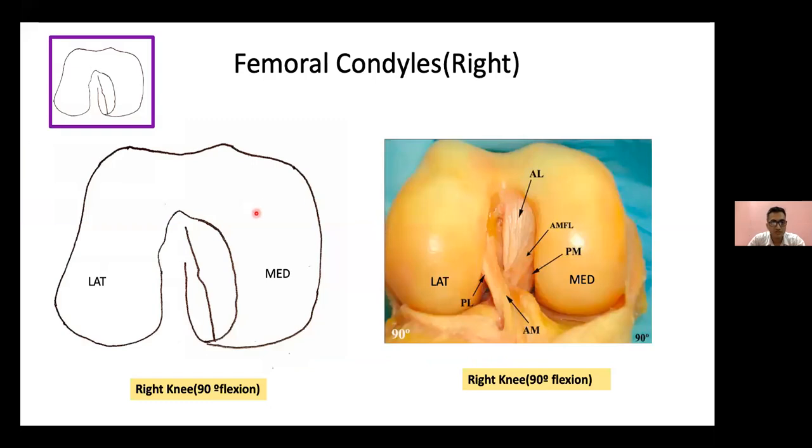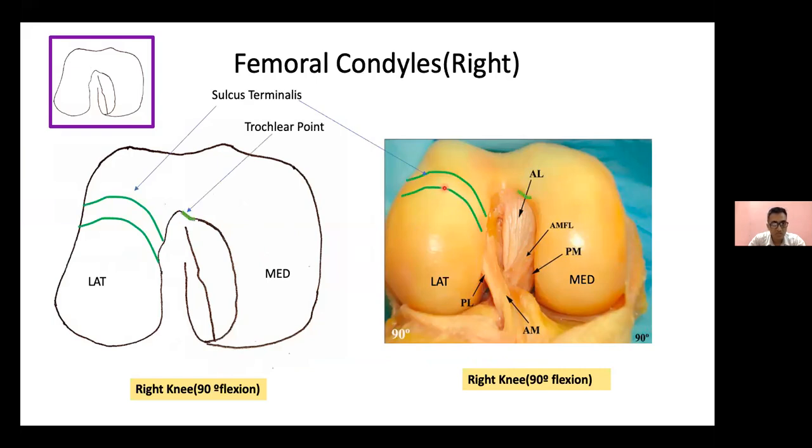This is the femoral condyle. This is the right knee in 90 degrees of flexion. That is how it appears during surgery. This is a sketchy picture, but this is the cadaver right knee. The lateral condyle contains the sulcus terminalis. This is the sulcus terminalis, the depressed portion on the inferior portion of the lateral femoral condyle. And there is another point, the convex point, slightly medial to the apex of the intercondylar notch. This is called the trochlear point.